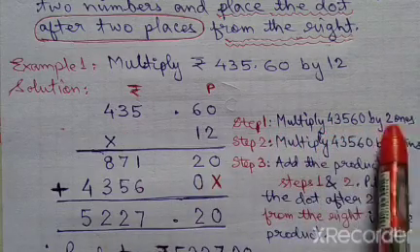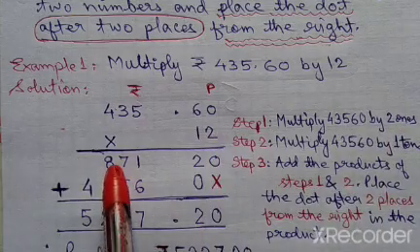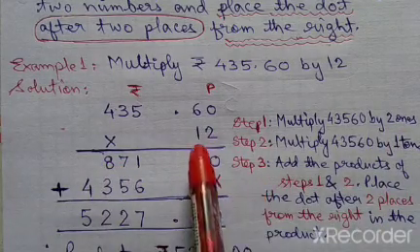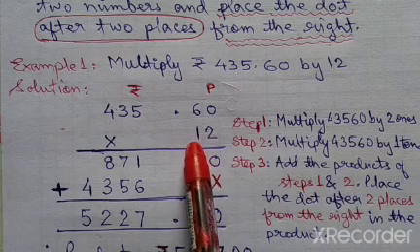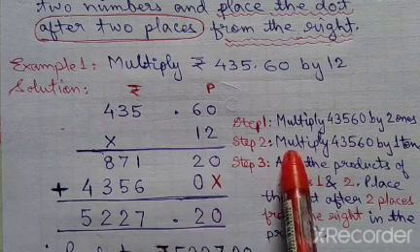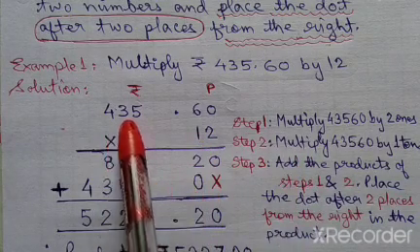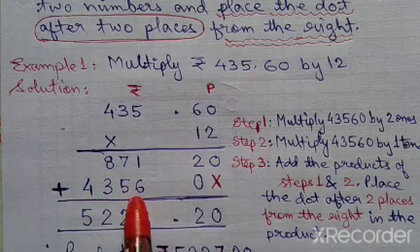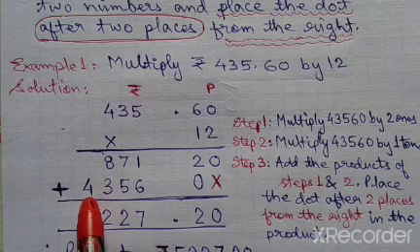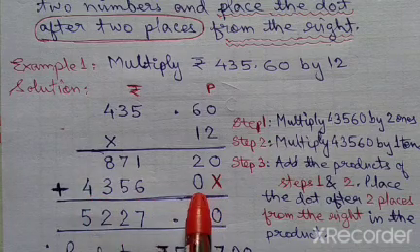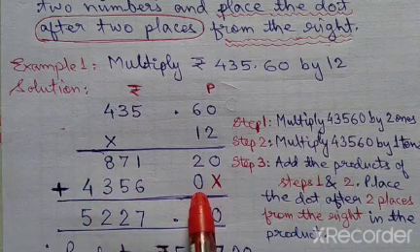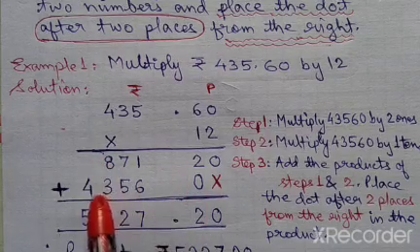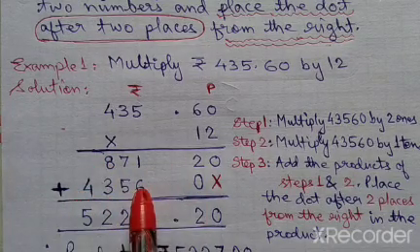Now step 1, children, multiply 43,560 by 2 ones, that is by 2. So what is your product? This is your product, children. Next step 2, you will multiply by 1 tenths, that is 1. Multiply 43,560 by 1 and you will get that is 43,560.